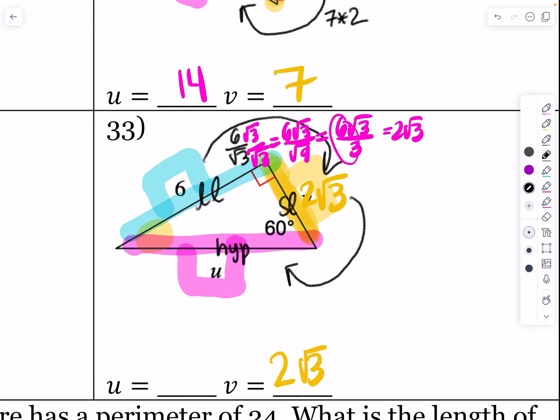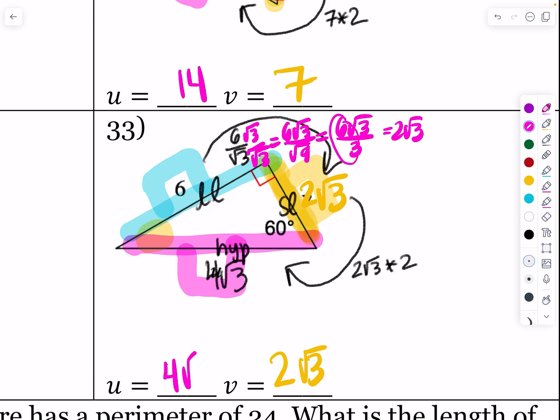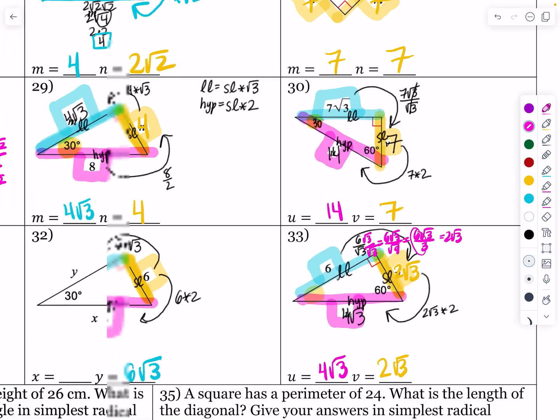How do I go to my hypotenuse? I know that I'm going to be working with either multiplying or dividing by 2. Since I'm getting bigger, I'm going to be multiplying by 2. So this is going to be 2 root 3 times 2. That becomes 4 root 3 total. So my pink piece is going to be 4 root 3 is my hypotenuse.